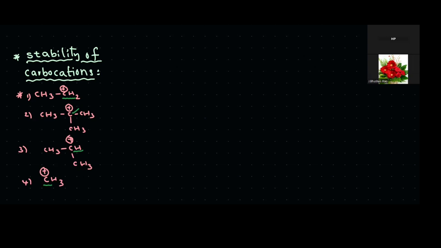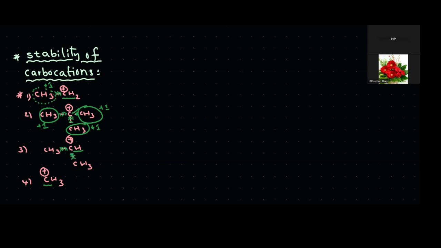Now, this complete CH3 group acts as a plus I group, inductive plus I. That means it totally releases electrons. This one also is a plus I group, plus I. This one also plus I. In total, these three groups donate electrons towards the carbocation. In the second case, this group is also plus I, and this one also a plus I group.